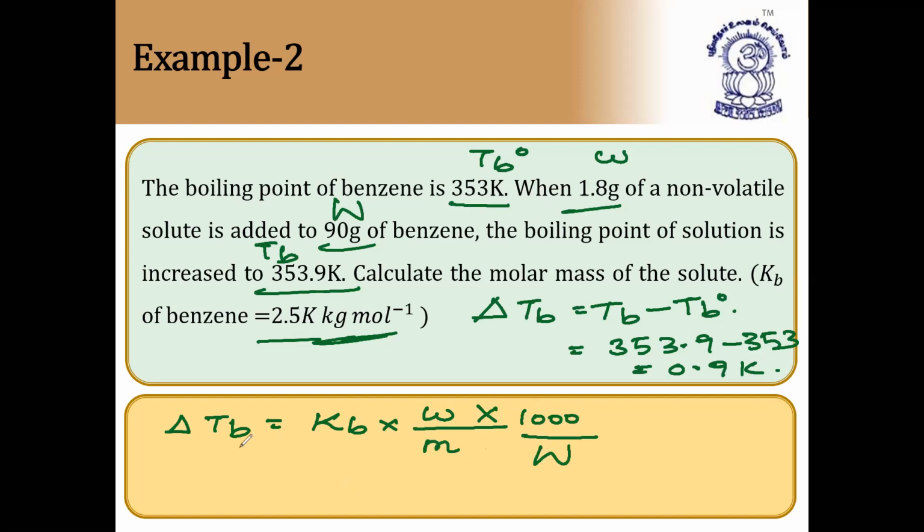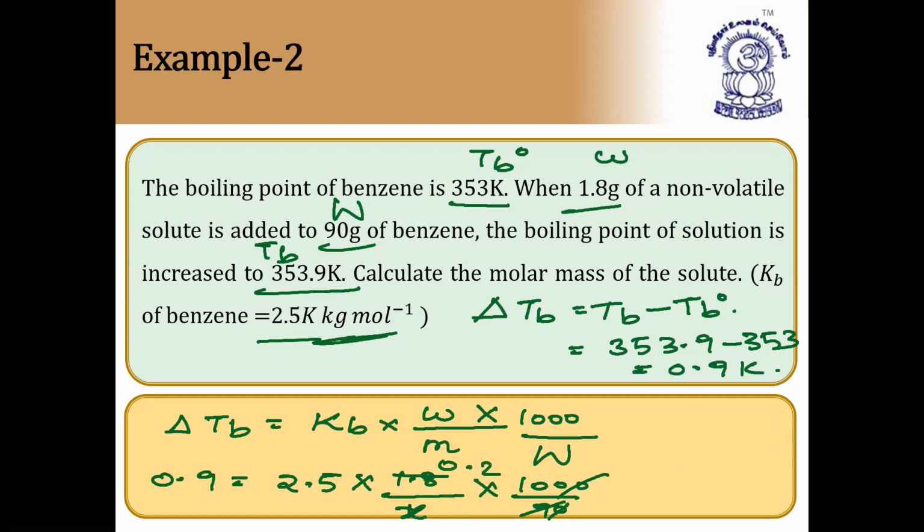So you know the value of delta TB. Delta TB is equal to 0.9 is equal to the Kb value given, 2.5, into weight of solute, that is 1.8 grams, by molecular weight of solute X. This only we have to find out, into 1000 by weight of solvent, that is 90 grams of benzene. So by simple calculation, you get the value of X. I hope it is clear now.